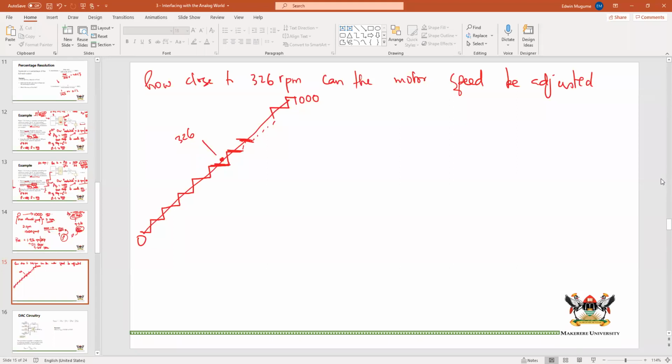So this question is saying, how close to 326? If this is the level for 326, you want to find that gap and see which of the 2 is closer. And you will choose the level that is closest to 326. We know that we start at 0.